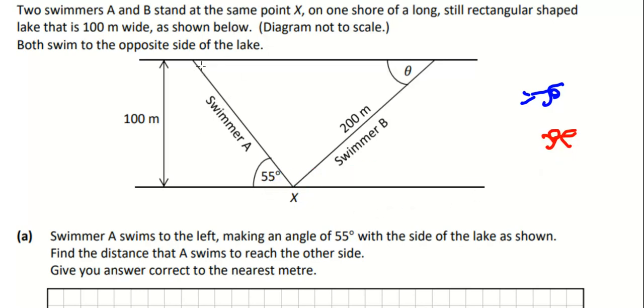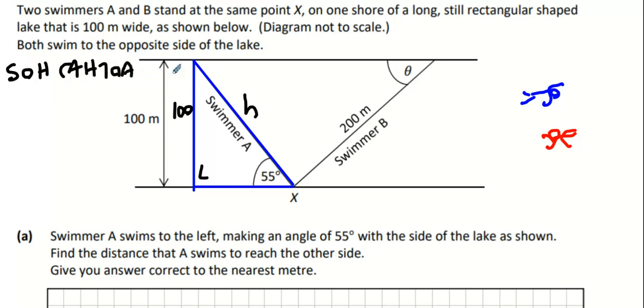Now, you can see that this is a triangle here. So, in a way, I sort of have a blue triangle. This is a right angle triangle. We can use SOHCAHTOA. Okay, so we know that that's 100. Now, find the distance he swims. The distance he swims is the hypotenuse, which we'll just call h for argument's sake. So we have the opposite and the hypotenuse.